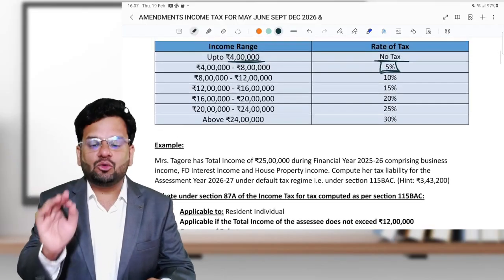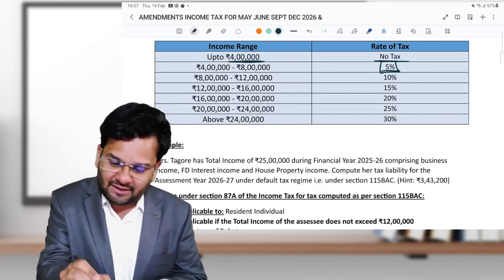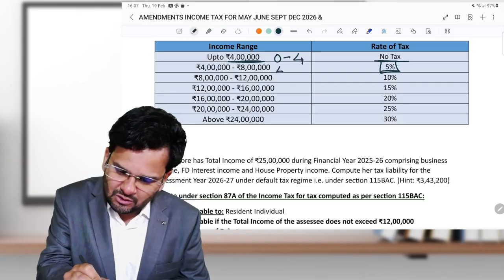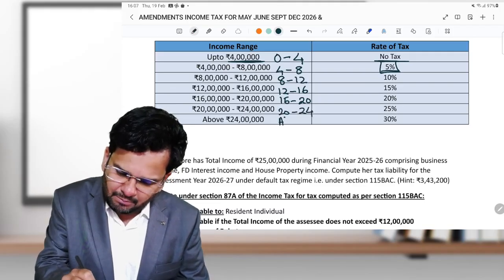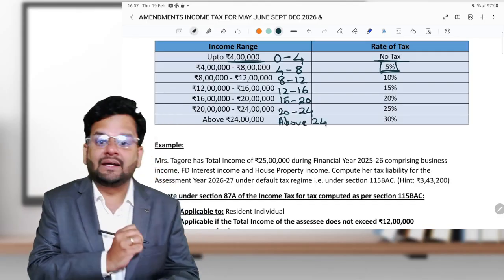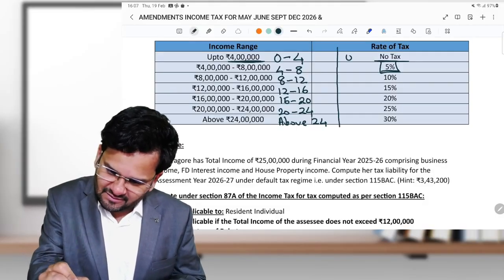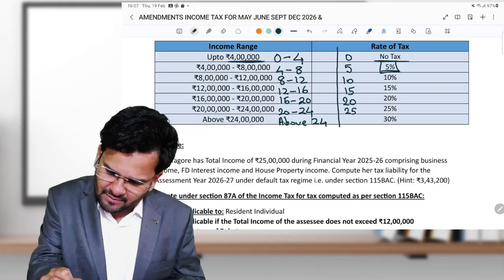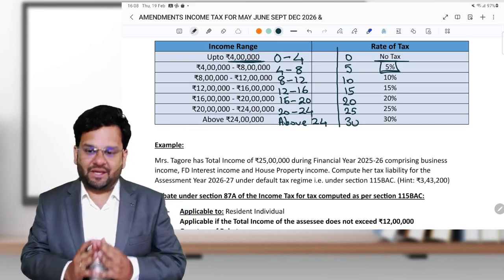A very simple way to remember this: the income range is increasing by 4 lakhs. See, 0 to 4, 4 to 8, 8 to 12, 12 to 16, 16 to 20, 20 to 24, and above 24. Getting it? And the tax rates are 0, 5, 10, 15, 20, 25, 30. Isn't it very simple? Fantastic.